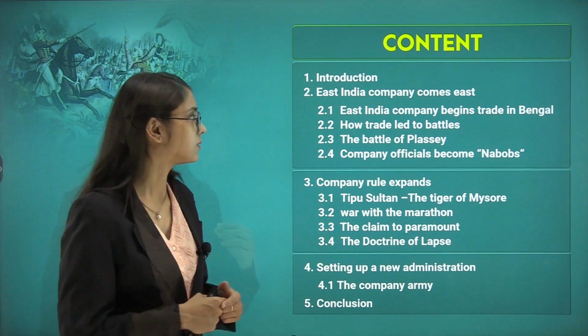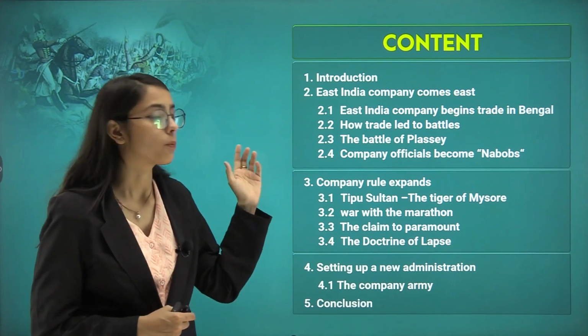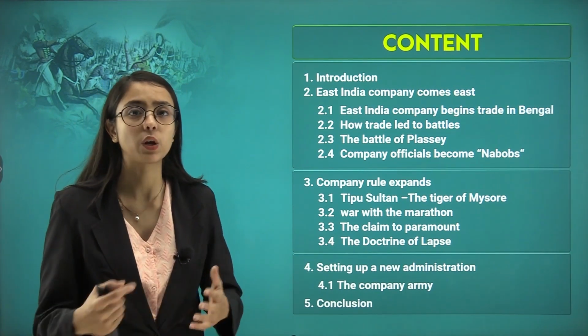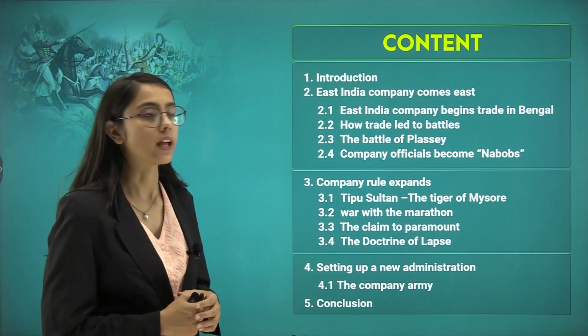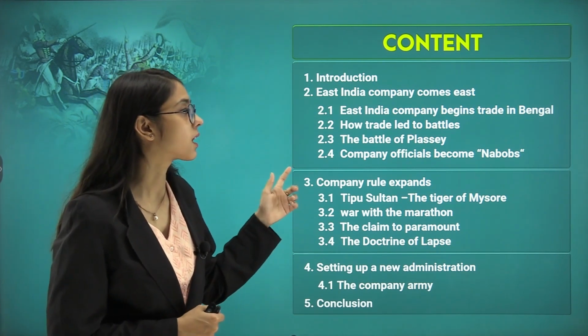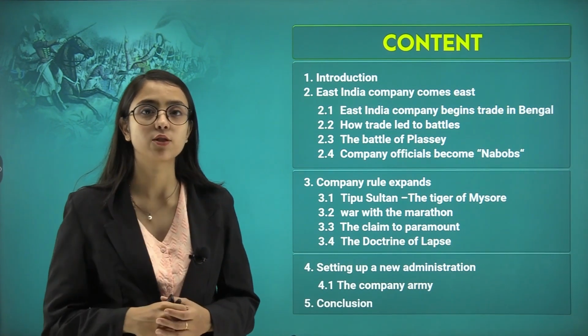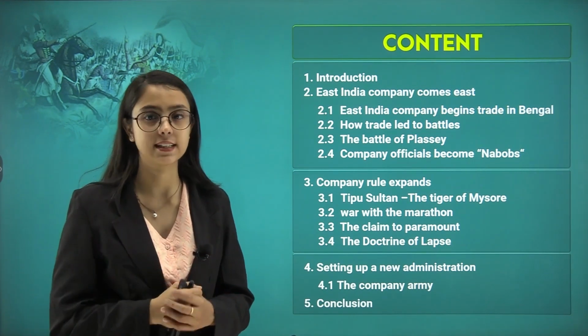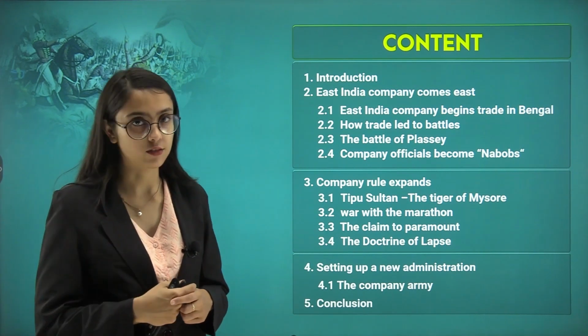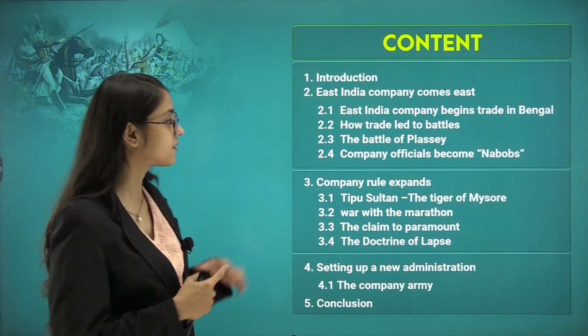So, what were those? Then we will see the Battle of Plassey, what it was and when it took place. Then we will see how company officials became nabobs. We will see what nabobs are, where this term came from, and who were referred to as nabobs. In the second part of this chapter, we will learn about how the company rule expands.